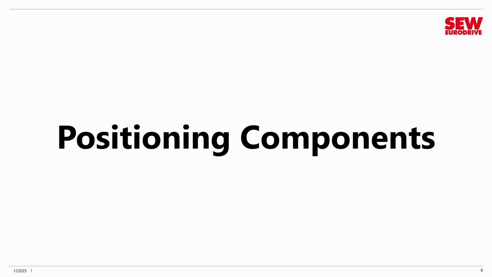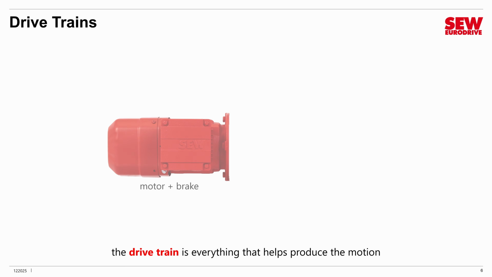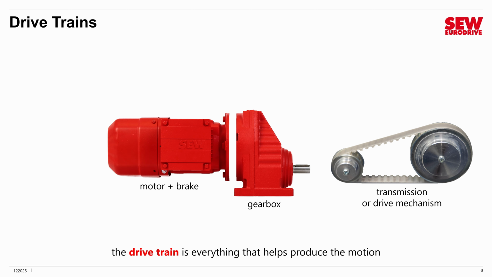Positioning requires some special hardware to make it happen, and I want to be sure you understand how all these key components work. So this is going to be kind of a survey of positioning equipment. We're going to start with a new term, and that is drivetrain. The drivetrain is everything that helps produce the motion. For example, you must have a motor to have a drivetrain. Now, you don't have to have a brake, but you certainly need a motor. But you might also have other things like a gearbox to scale the motion up or down. You might have additional transmission or drive mechanisms, in this case a toothed belt drive.